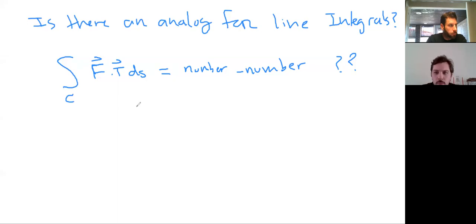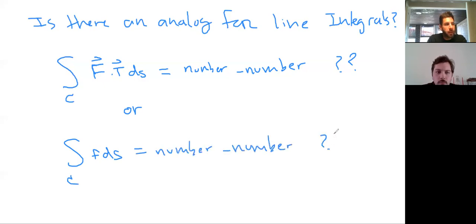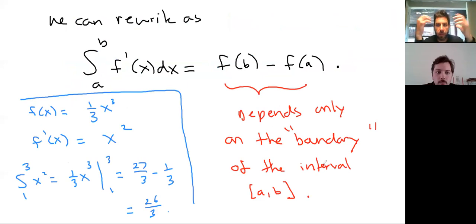Or f ds equals number minus number. So what do I mean when I say f ds equals number minus number? We'll go to the previous page. If you look at this, the beauty of the fundamental theorem of calculus is it takes a very difficult computation and essentially says it's arithmetic. You plug two different numbers into the same expression and subtract. F of b is a number, f of a is a number, number minus number. But if you think about it, it's quite a powerful thing.